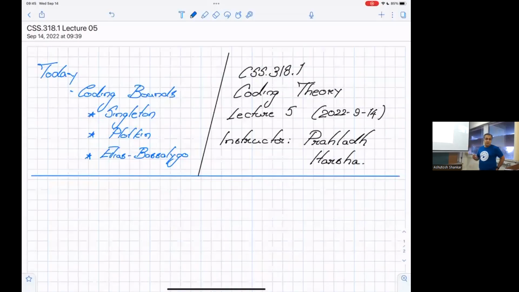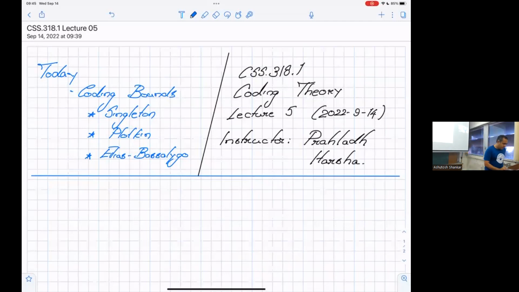Okay, let's get started. We will continue our discussion on what we can do and what we can't do with codes. In fact, almost everything we do today will be what we can't do. We'll be getting better and better upper bounds on the rate R as a function of delta.